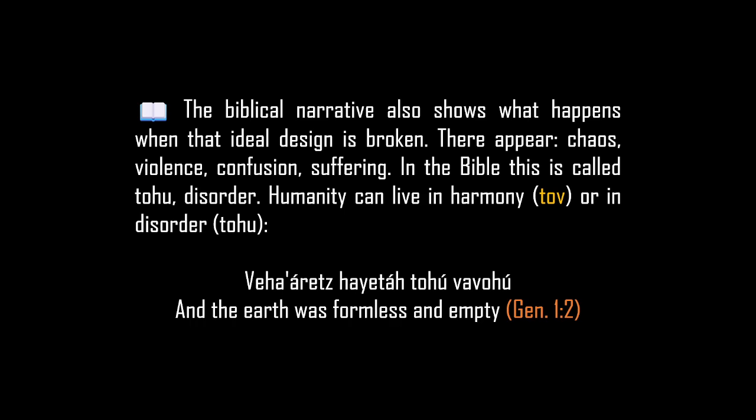So we realize that after the Eternal creates the heavens and the earth, did that design break? Why would it break if everything was created perfectly? In the Bible, this is called tohu, disorder. Humanity can live in harmony, tov, with that perfect design, or in disorder, tohu. We see this in Genesis 1:2. Vha'aretz hayta tohu va'vohu.